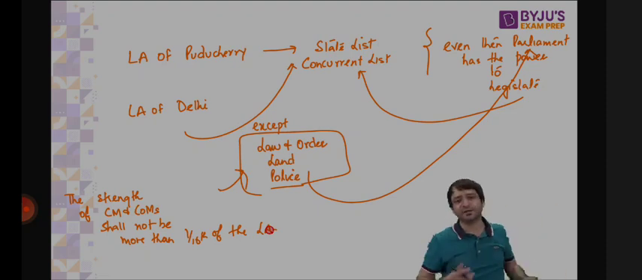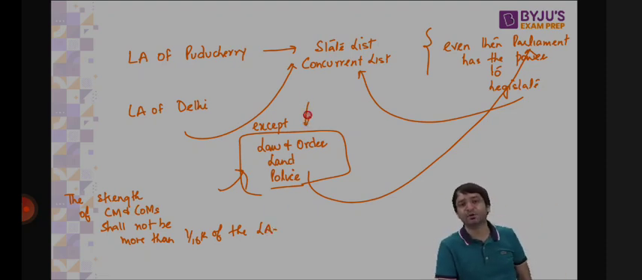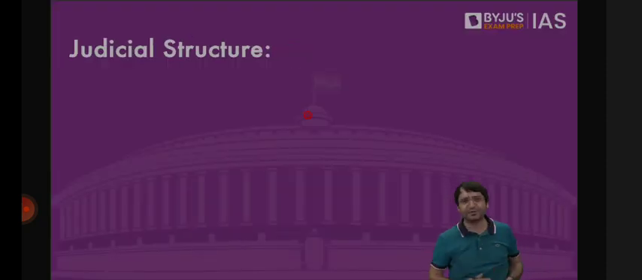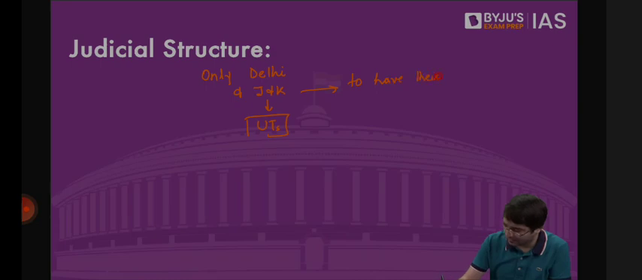And Delhi specifically cannot make a law on these 3 items mentioned in the state list: law and order, land and police. And when it comes to the judicial structure, because legislative structure we discussed, judicial structure, only Delhi and Jammu and Kashmir, these are the only 2 UTs to have their own high court.